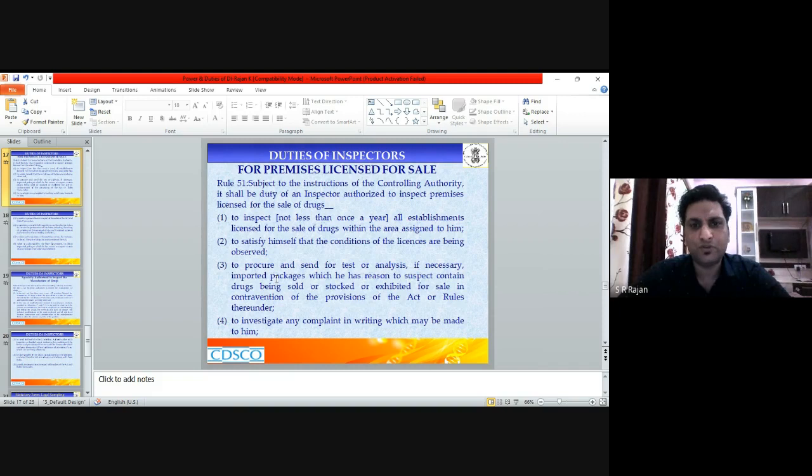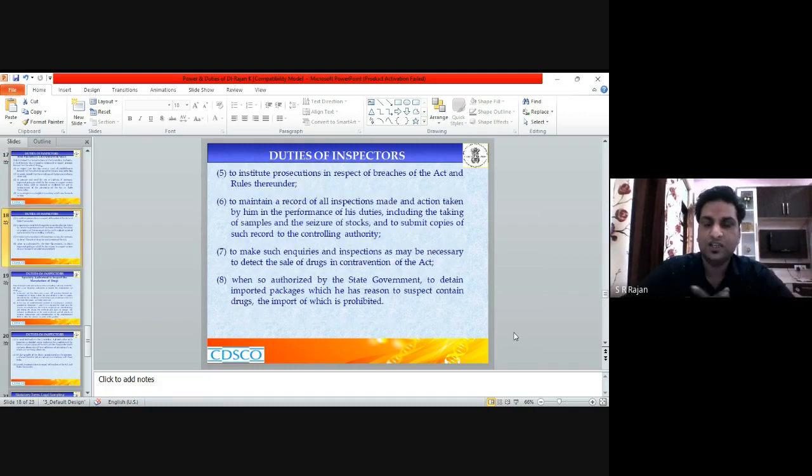To procure and send samples for test if necessary. To detain imported packages which he has reason to suspect contain drugs being sold, stocked or exhibited for sale in contravention of the provisions of this act or rules made thereunder. To investigate any complaint: if he receives any complaint regarding the quality of the drug, then he has to investigate the matter, find the root cause of this complaint, and report to his authority.